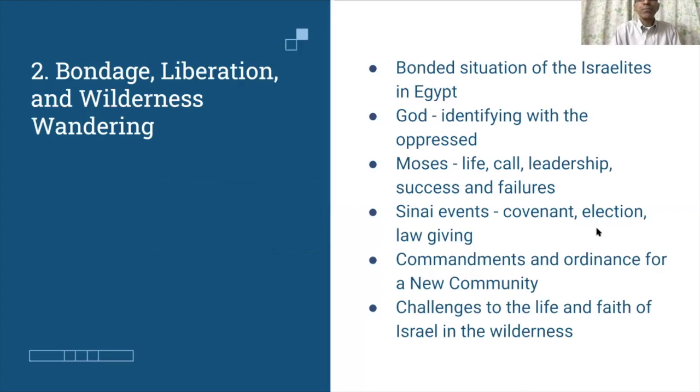All right. The next stage is bondage, liberation, and wilderness wandering. So the first stage we talked about was the patriarchal times. The second stage is the bondage, liberation, and wilderness wandering. So right after the patriarchal times, we know that the people were put in bondage and they were slaves to Egypt. And the slavery lasted about 400 years.